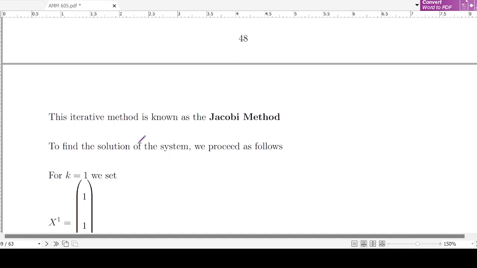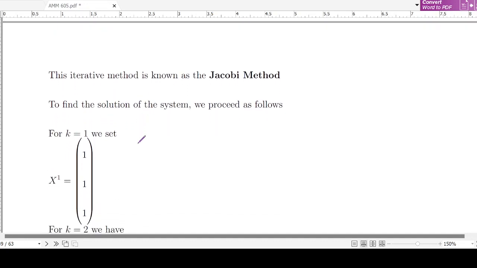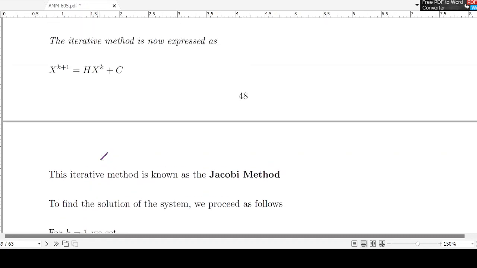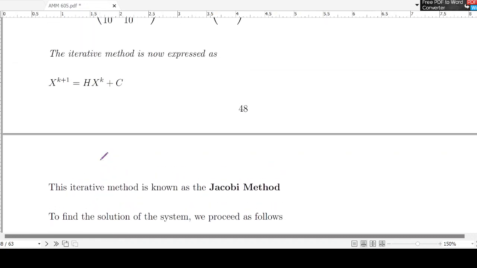So to find the solution, we can set the initial approximation to 1, 1, 1. x1 is 1, x2 is 1, x3 is 1. Or we can even use 0. We can use any other value, not necessarily 1. Here we shall use 1. So from here, we shall write, when k is 1, x^(k+1) is 2.